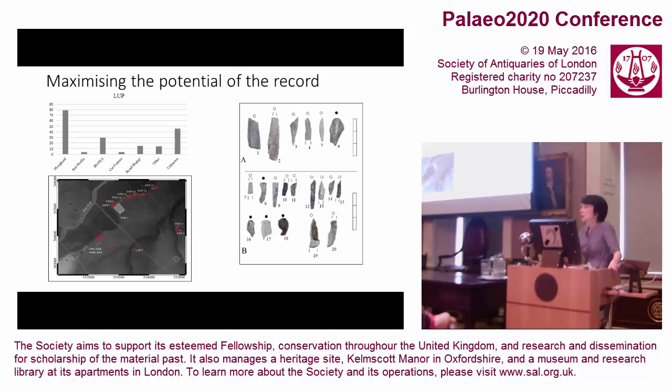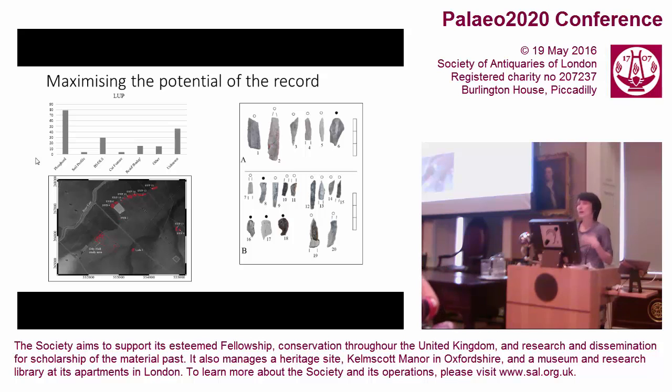The other thing we really need to do is maximise the potential of this record, which is often very partial. And part of that is understanding this record through very detailed study. So Lawrence Billington has reviewed, for example, East Anglia, and he's drawn attention to the fact that most late Upper Palaeolithic contexts are plough zone scatters. So really thinking about how we can move away from hunting for pristine sites, and understand this more problematic and difficult record, is really important.